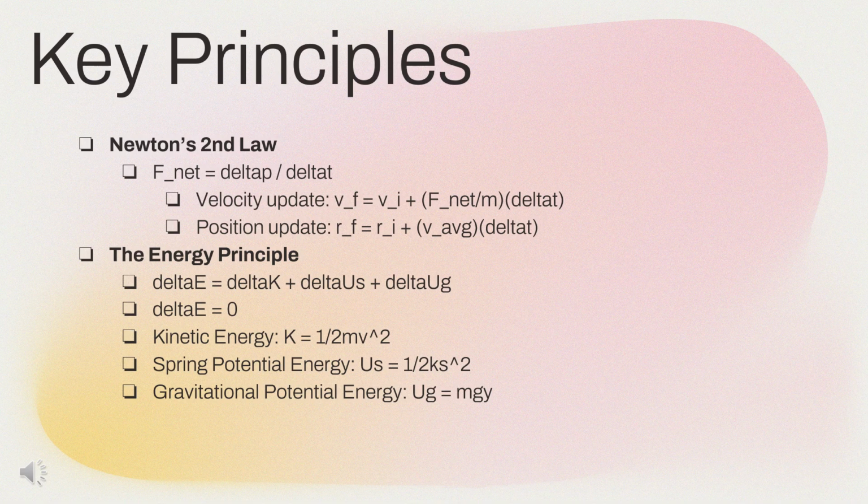I used Newton's second law, which is F net is equal to the change in momentum divided by the change in time, which also includes the velocity update formula and the position update formula. The energy principle was also used, which is the change in energy is equal to the change in kinetic energy added to the change in spring potential energy, and then also added to the change in gravitational potential energy, and all of those are written down below, and all of that is equal to 0.